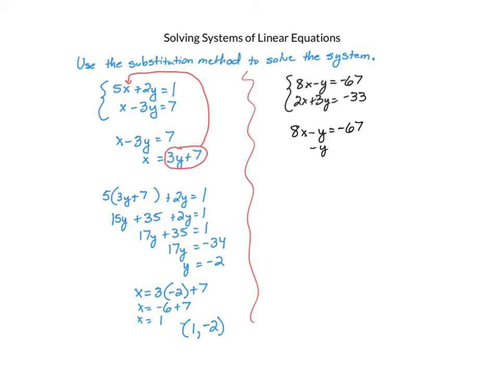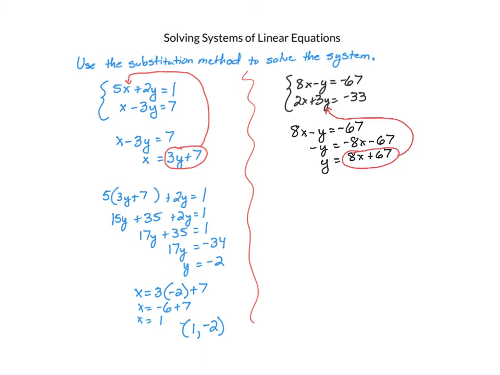I'm going to subtract 8x and divide or multiply by -1. So the y value for this problem is equal to 8x plus 67. This comes from equation 1. I do need to make sure this time I substitute then into equation 2. Make sure you substitute it into the other equation.